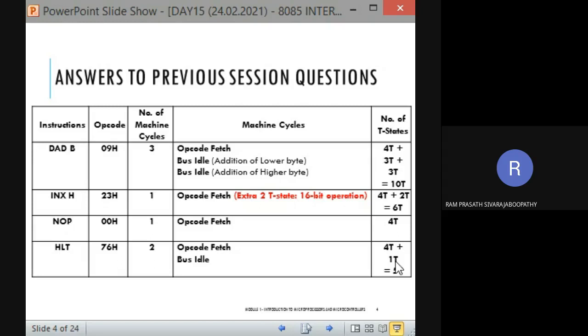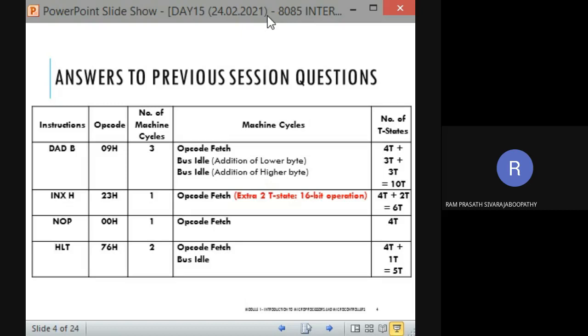That means it is not going to fetch the program anymore. After the halt instruction, what do we have to do? After execution of the halt instruction by the CPU, to get the CPU to normal working, what do we have to do?